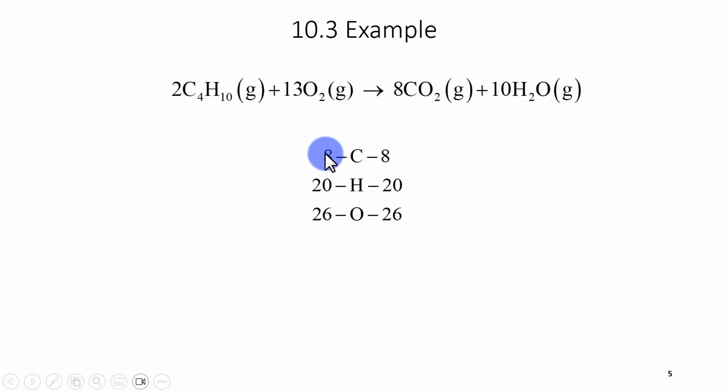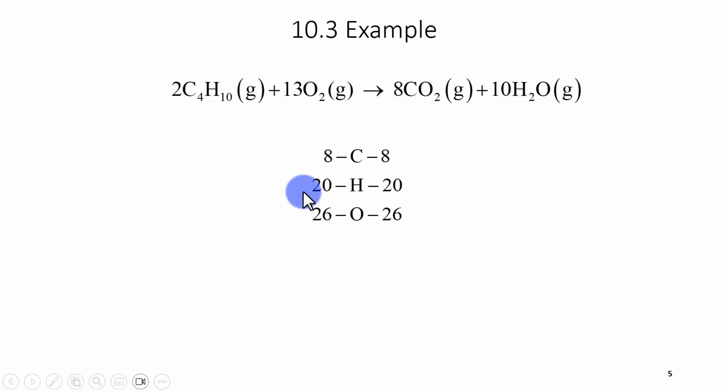4 times 2 gives me 8 carbons on the left-hand side. 1 times 8 gives me 8 as well. So my carbon is still balanced. All I did is just multiply everything by 2. Now let's look at hydrogen. 10 times 2, that gives me 20 hydrogens. 2 times 10 gives me 20. My hydrogen is balanced. What about my oxygen?